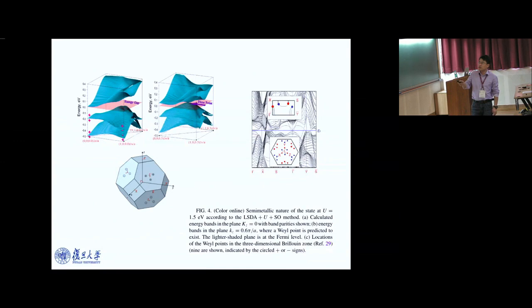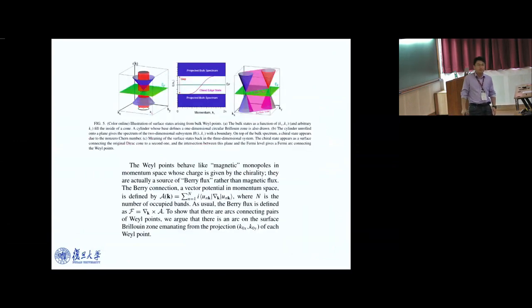So these points are Y nodes. This is the projection of the Y nodes onto the two-dimensional Brillouin zone of this two-dimensional slab of material. So there is a non-trivial surface arc connecting these projections of Y nodes. Yeah. So this is the calculated result of the surface-bulk correspondence in this particular material.